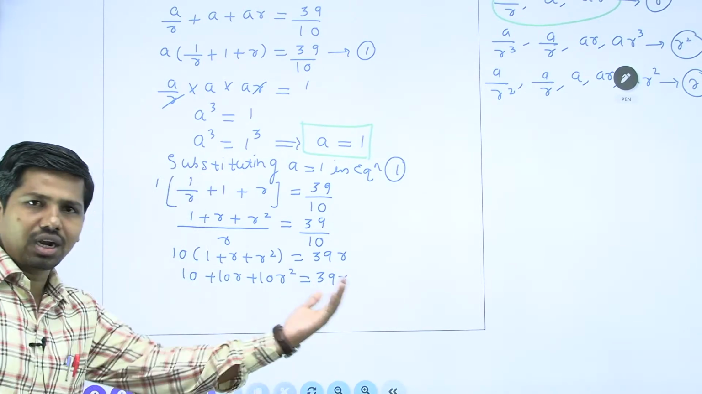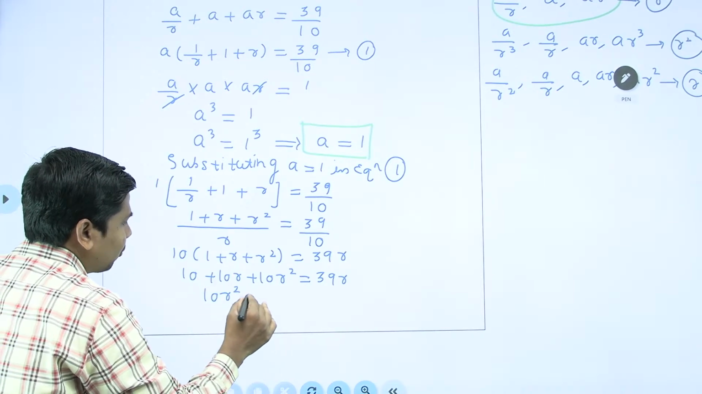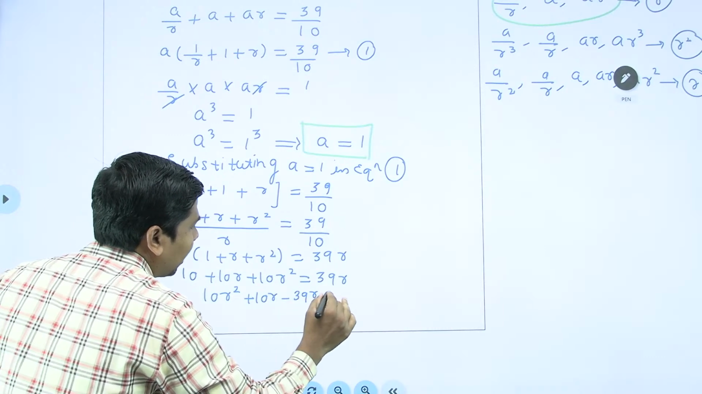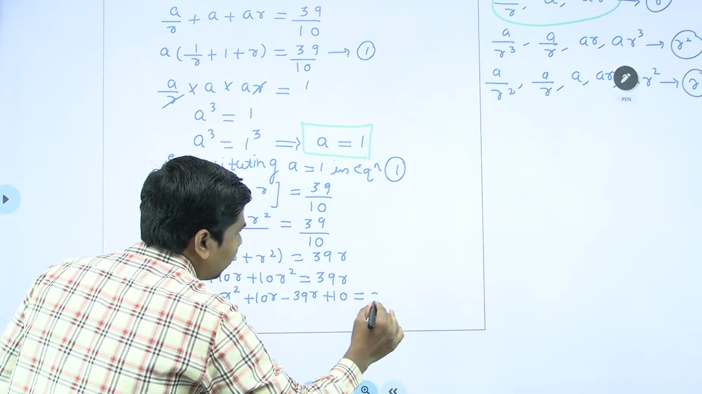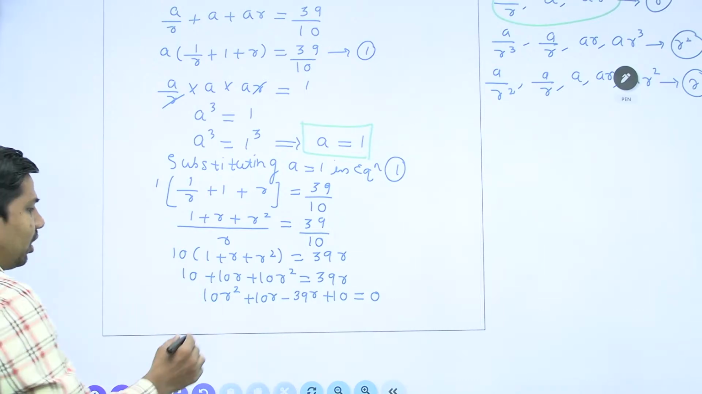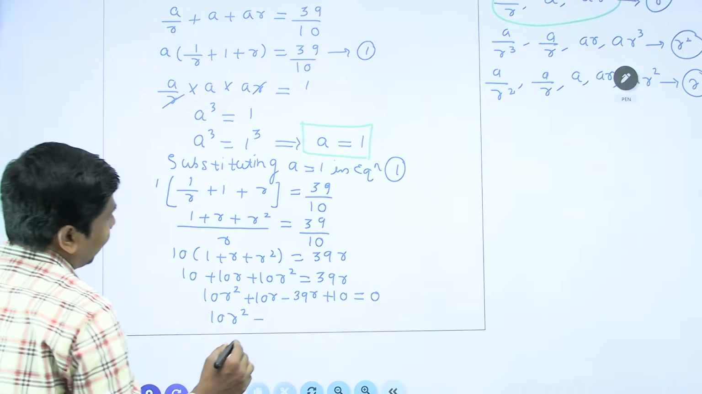Let us take 39R to the left hand side. So it becomes 10R square plus 10R minus 39R plus 10 equal to 0. 10R square, 10R minus 39R plus 10 equal to 0, or as 10R square minus 29R plus 10.